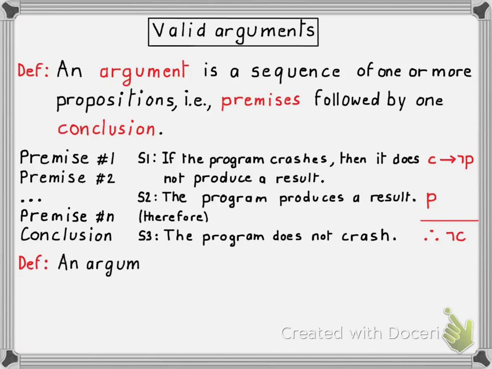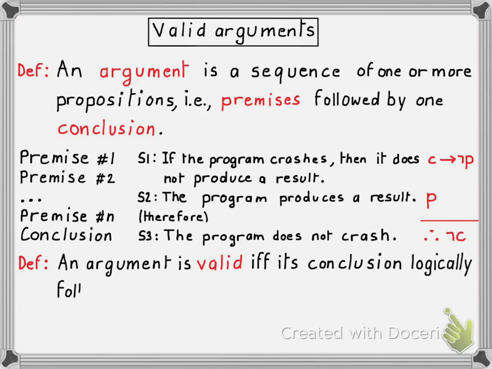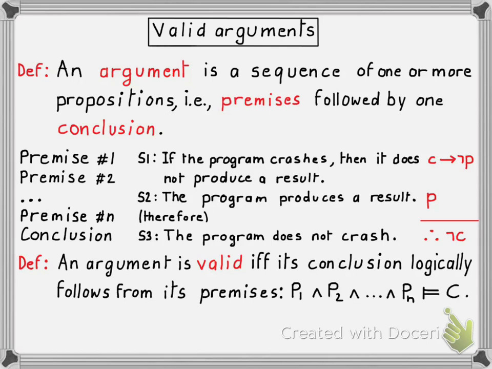So we say that an argument is valid if and only if its conclusion logically follows from its premises. In other words, an argument is valid if from the conjunction of its premises we should be able to infer the conclusion. Another way to say it is that the conclusion C logically follows from the conjunction of the premises. Or in other words, whenever P1 and P2 and ... and Pn is true, then the conclusion should be true. That's the definition of a valid argument.